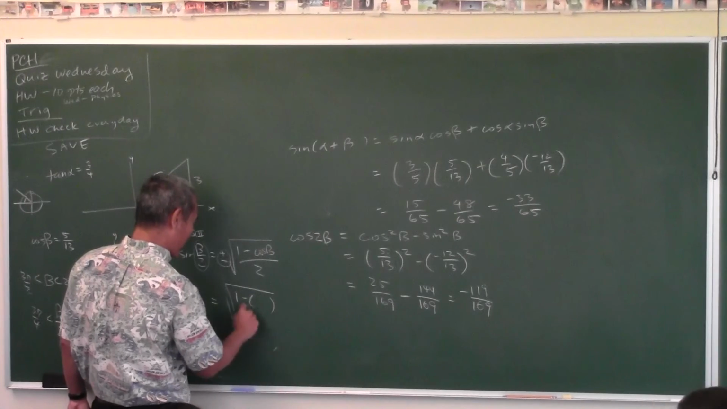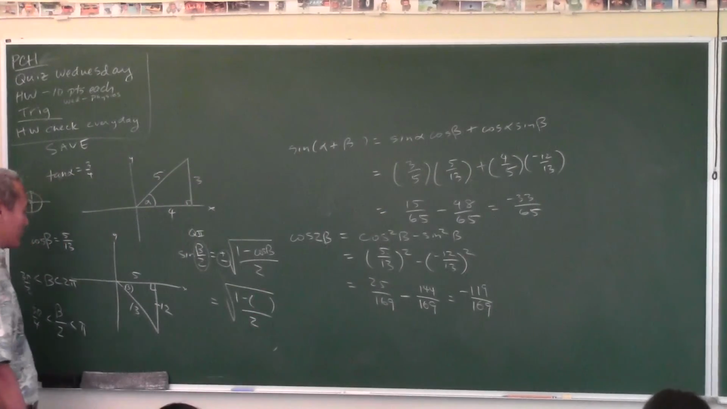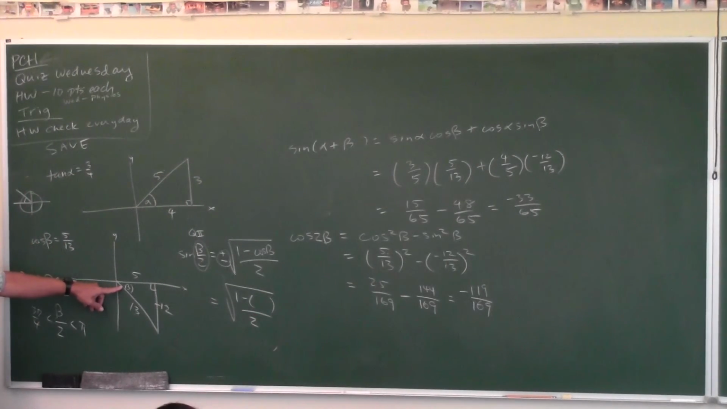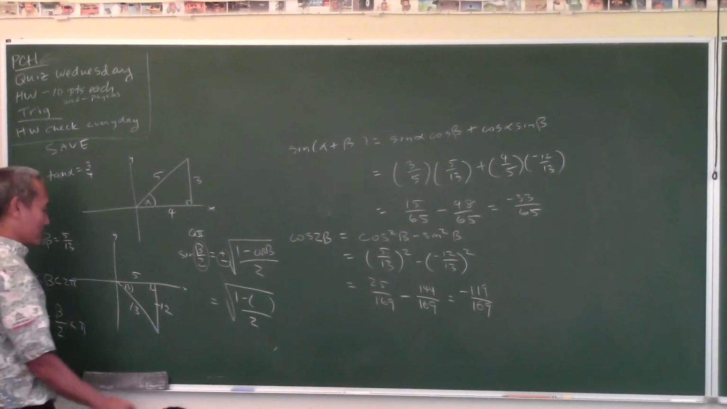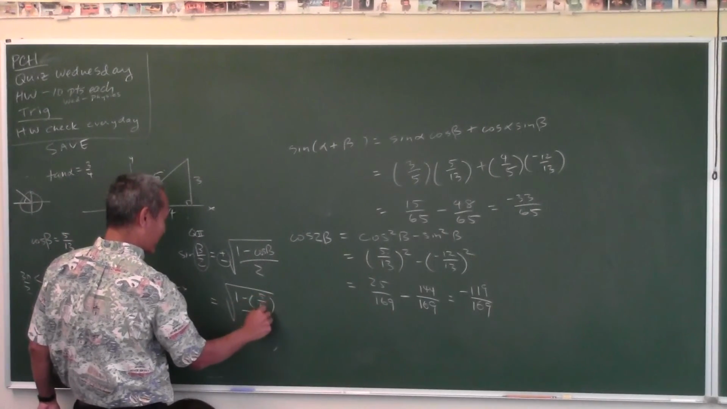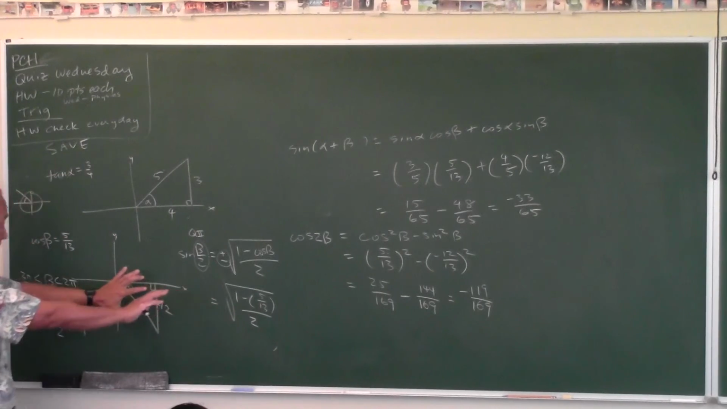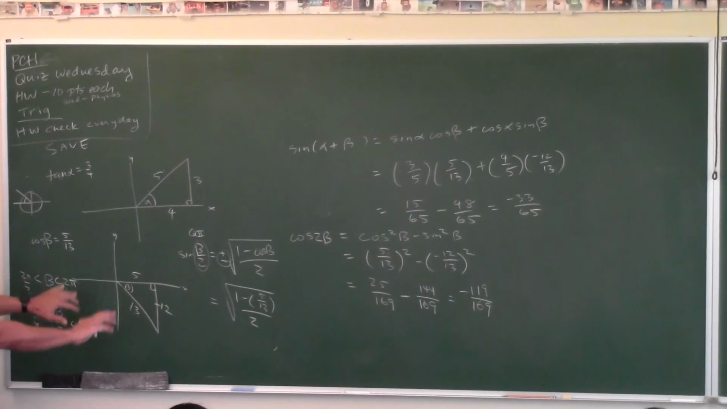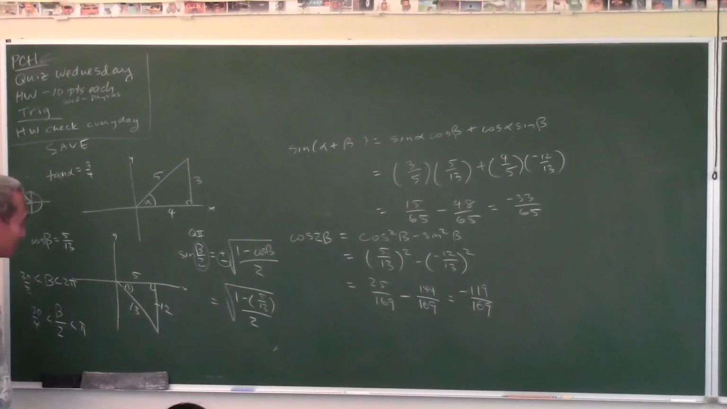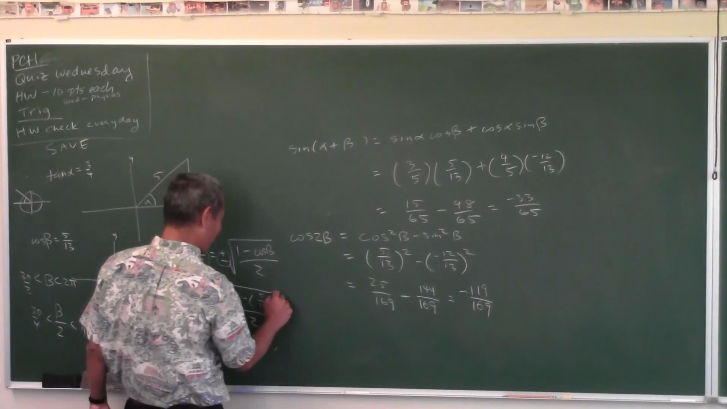1 minus cosine beta over 2. Now, all you have to do is look at the picture. What is cosine of beta? Adjacent over hypotenuse. 5/13. So if you write that down on your paper, you got 4 out of 5, and you want the last point: simplify that. What's the fastest way to simplify it?